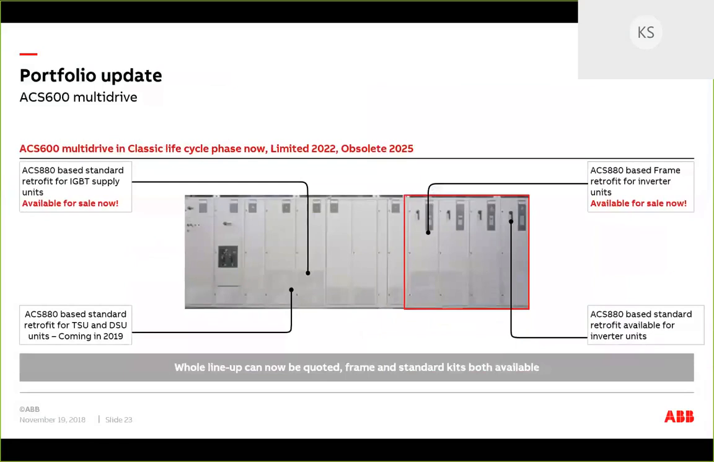Yeah, the ACS 600 multi-drive. Whether you have the 600 that we started selling a little over 20 years ago, it's still in classic, but it's approaching the limited stage in 2022. What limited means is we're no longer going to provide those PM kits, no more repairs, and then a limited supply of parts until it hits obsolescence. So you want to start planning for that, on resetting the clock on that life cycle plan.